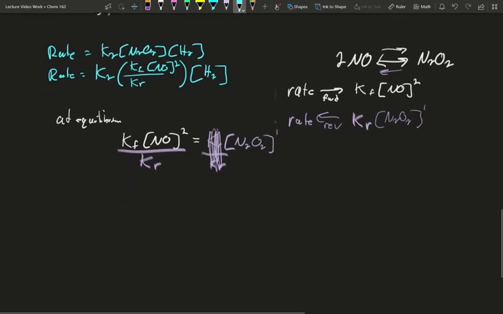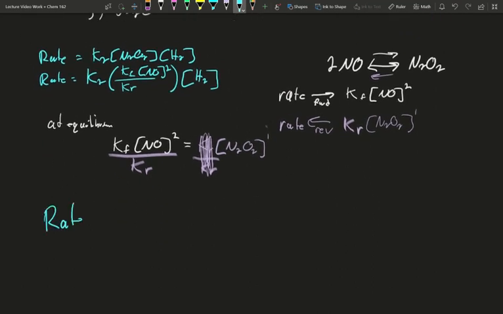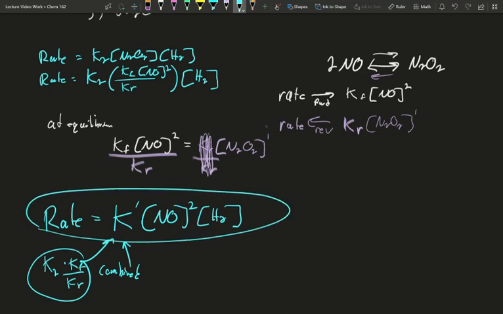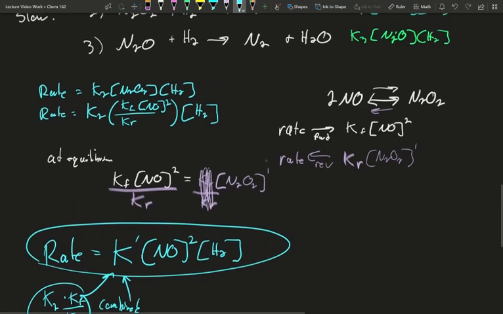Well, combine our K's. They're constants, so they would just multiply together, and our rate is going to equal the K, sometimes given K prime, K combined, which is the K of the second step times the K forward divided by the K reverse. They're all combined together as constants to form a new combined constant, which would be calculated out when doing rate law calculations, times NO squared and H2. Third order, twice in respect to NO, once in respect to H2.